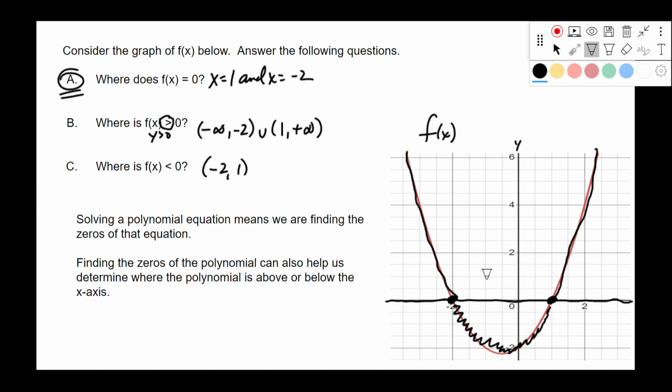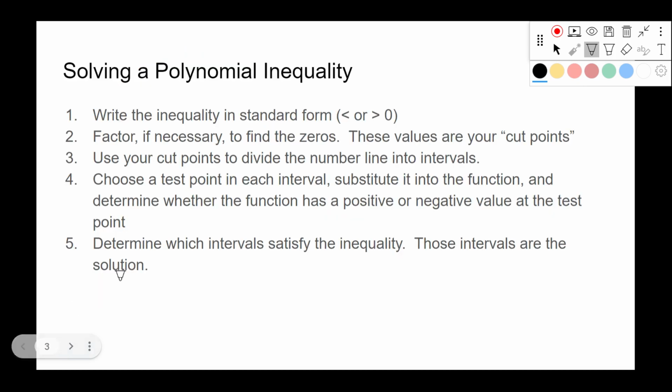Okay? Our goal is to solve questions like B and C, but we want to do it algebraically without having to make the graph. All right? So this is what we want to try to accomplish. So here's how we're going to set out to do that. Okay? So it's a cookbook. You follow the cookbook, there's a good chance you're going to be able to get the answer.